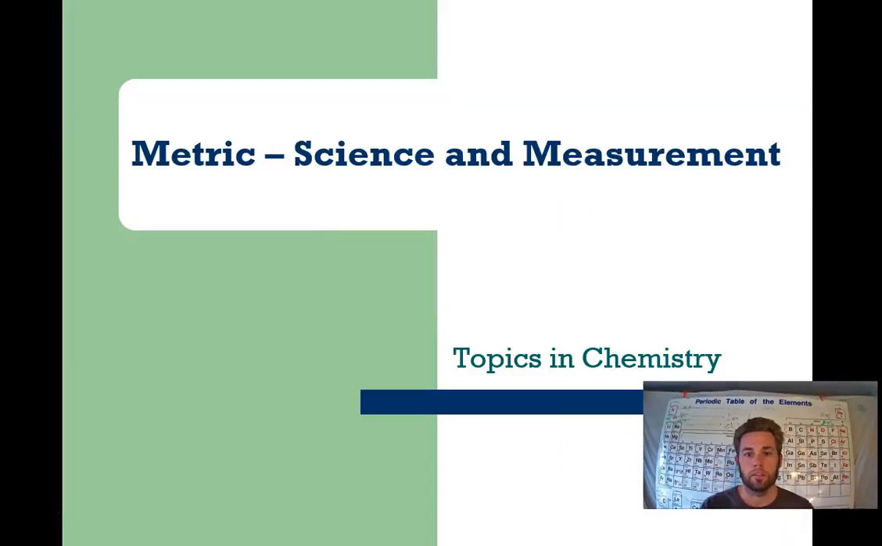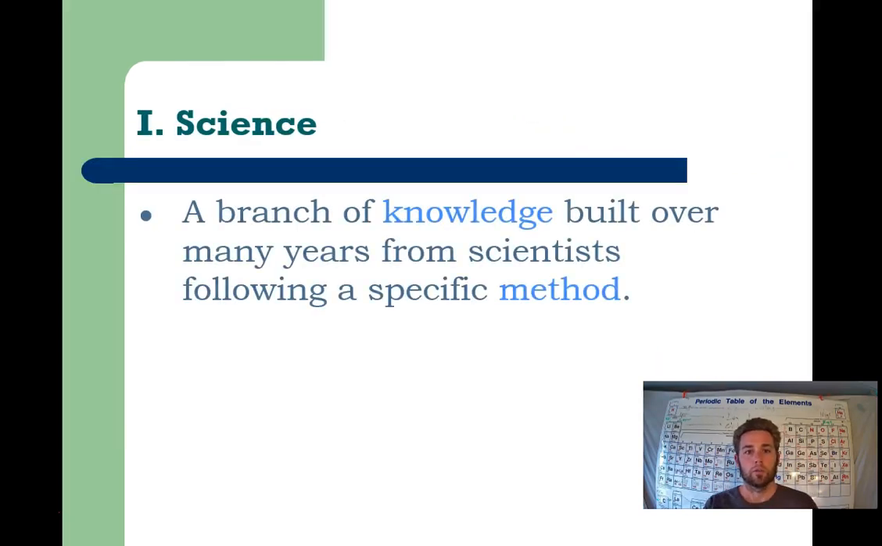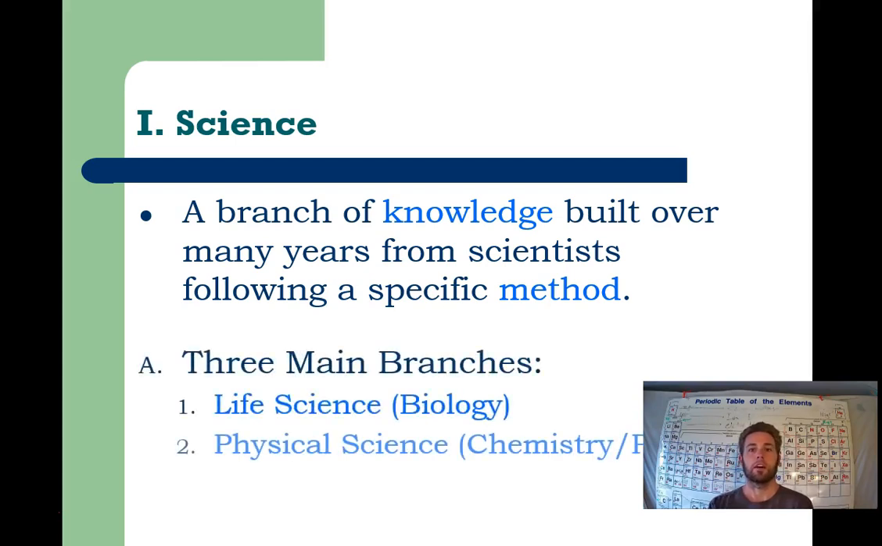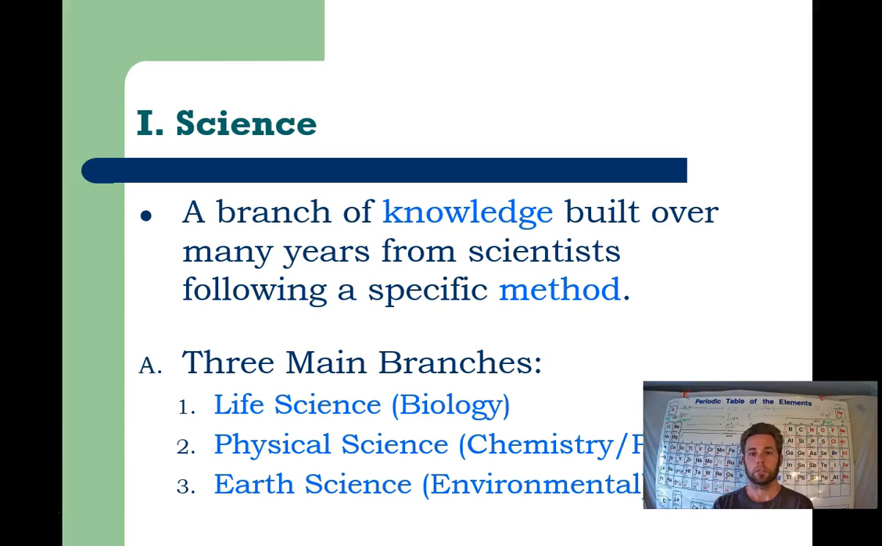In this video, I'm going to go over a little bit of background about what science is in general and what's referred to as applied chemistry, and then I'm going to get into the scientific method and the different steps involved with it. So what is science? Science is a very generic term. It's a branch of knowledge built over many years from scientists following a specific method.